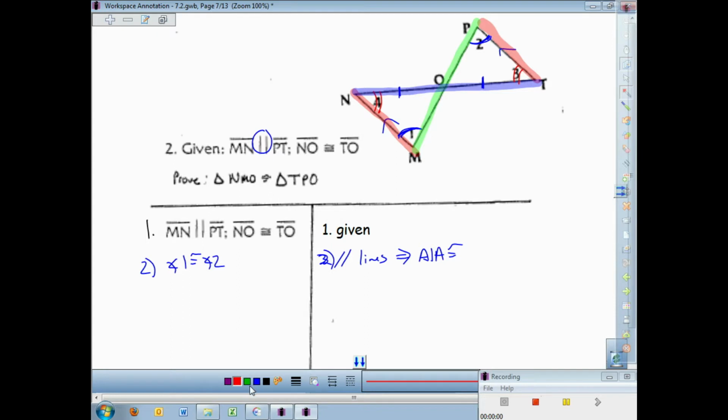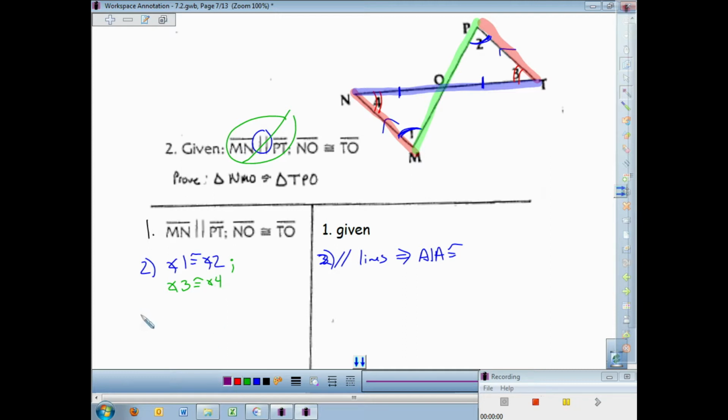So I could kill two birds with one stone and say, hey, angle 1 is congruent to angle 2 because those parallel lines imply alternate interior angles congruent, but at the same time, angle 3 is congruent to angle 4 for the exact same reason. These parallel lines imply that those alternate interior angles are congruent. So I kind of did a 2 for 1 special right there. Those parallel lines gave me 2 different sets of angles the same.